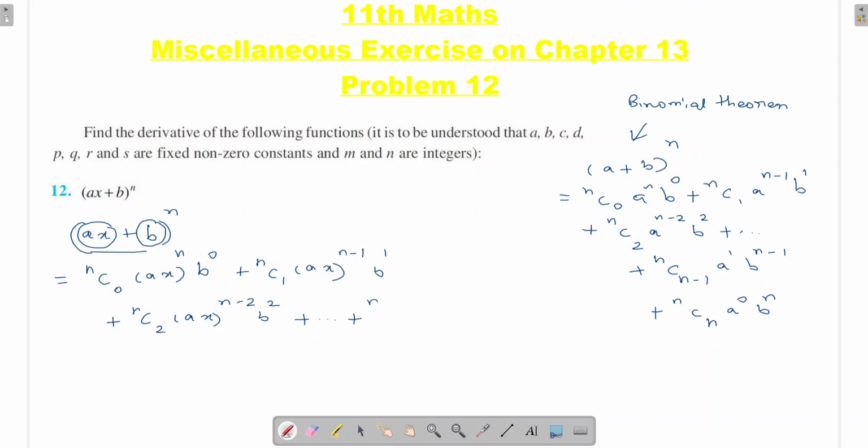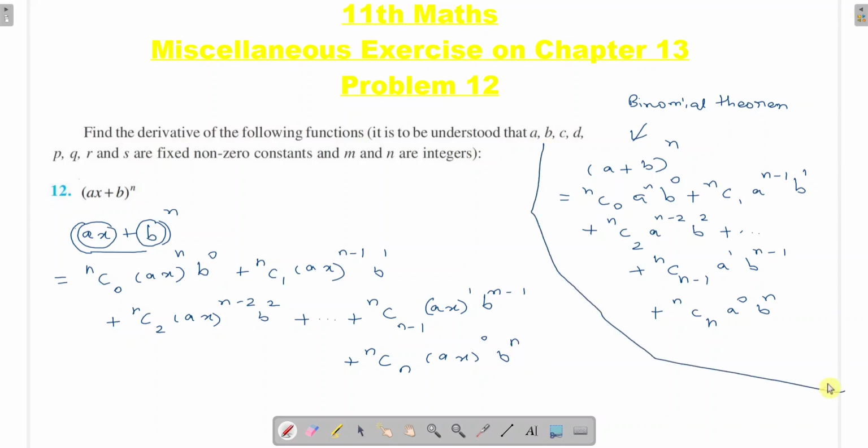Then the second last term will be nC(n minus 1) (ax) raised to 1 b raised to n minus 1, plus nCn (ax) raised to 0 b raised to n. So this is what we have. Now let us continue.